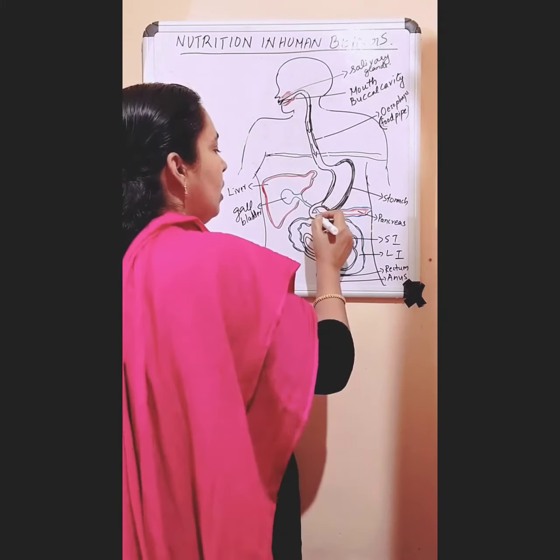pancreas. Then another function is that fats are present as bigger globules, bigger particles. Then enzymes can't act on it or digest it. So this bile juice will break these bigger particles of fats into smaller particles. Okay. Then the food is mixed. Then juices from pancreas will act on the food.